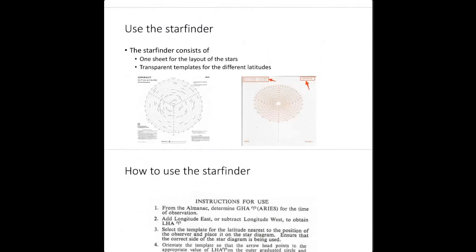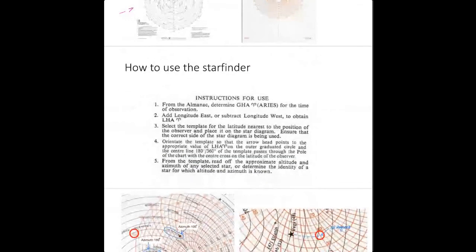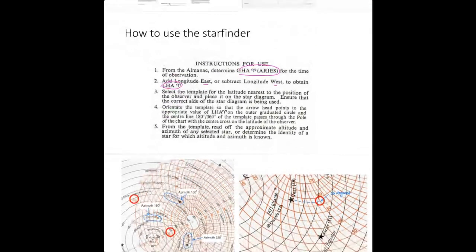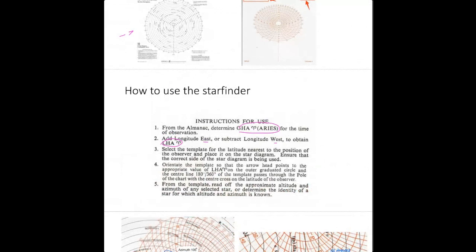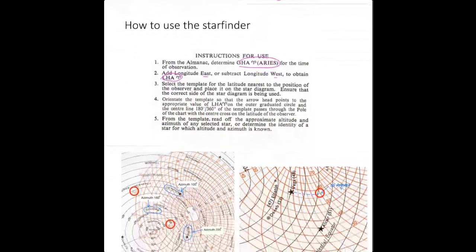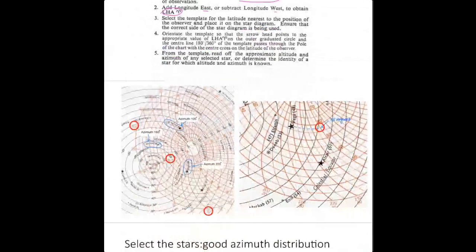Now the star finder, how to use it? You know that the star finder consists of first a basic sheet for the layout of the stars, which is this one here, and then you have transparent templates for the different latitudes. The instructions to use the star finder are there. You always start by determining the global hour angle of Aries. Then you subtract or add your longitude, depending on whether you are in the east or in the west. And then you orientate the template that you use, with this arrow, in the direction of the LHA of Aries. Then you get something like this.